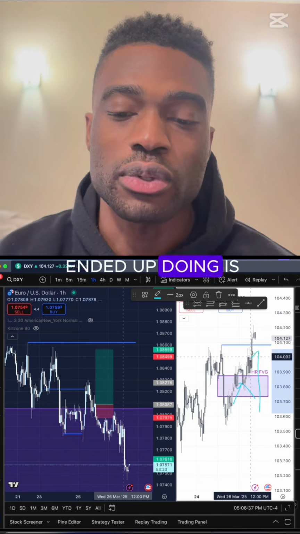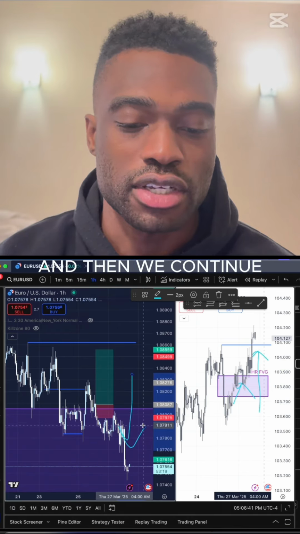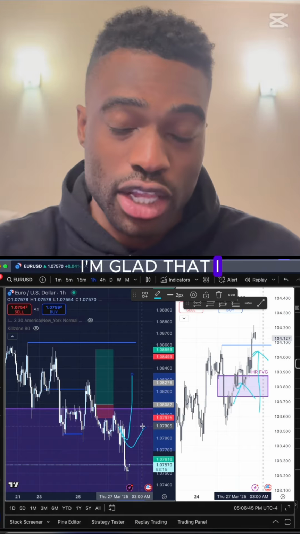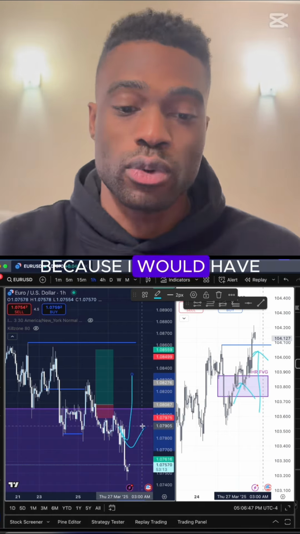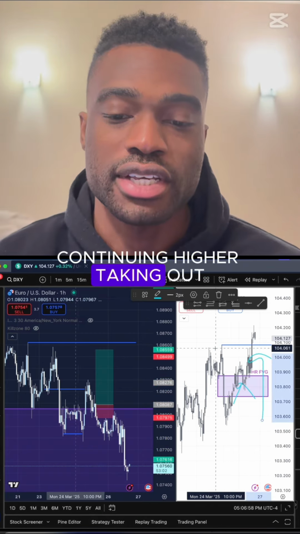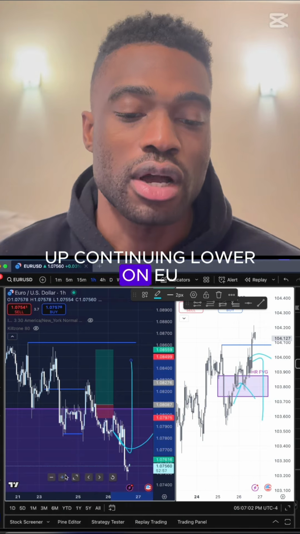And what we ended up doing is continuing higher on the dollar, and then we continued lower on EU. I'm glad that I looked at the dollar, because I would have taken a loss. What we ended up doing on the dollar is continuing higher, taking out this context high, and then we ended up continuing lower on EU.